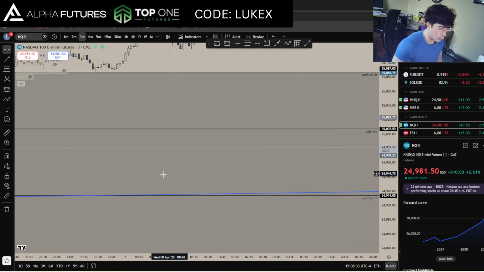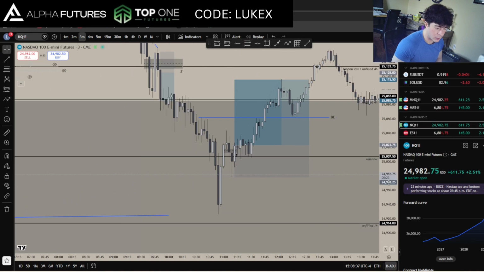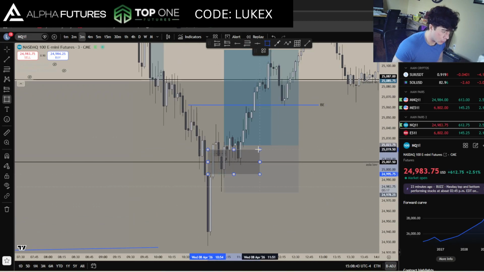Simple market structure, which I think a lot of people neglect now, because they're just trading inversions. You need to be using market structure as well. So price comes up and it taps into and starts respecting this 3-minute bullish gap right here.